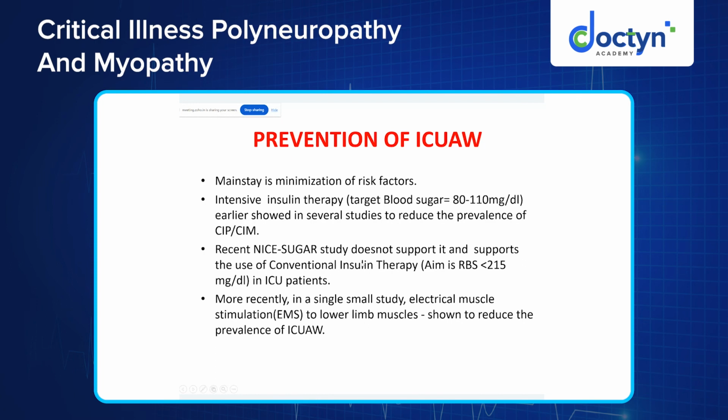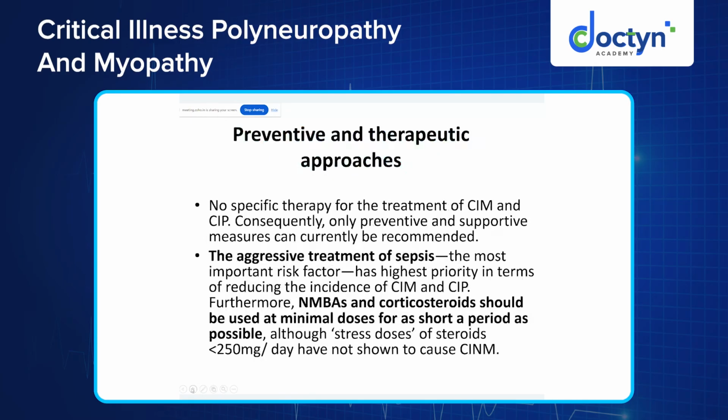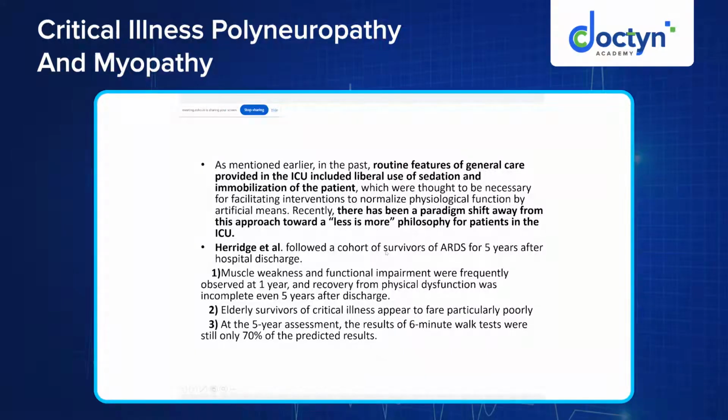When you go for a nice UK study, the aim is random blood glucose level should be less than 215 in ICU-acquired weakness. So no specific therapy. The aggressive treatment of sepsis has to be done. Neuromuscular blocking agents and corticosteroids should be used in minimal doses and also for a short period of time. Okay, that is very much important. So routine features, general care, limiting use of the sedation, immobilization is very much important.